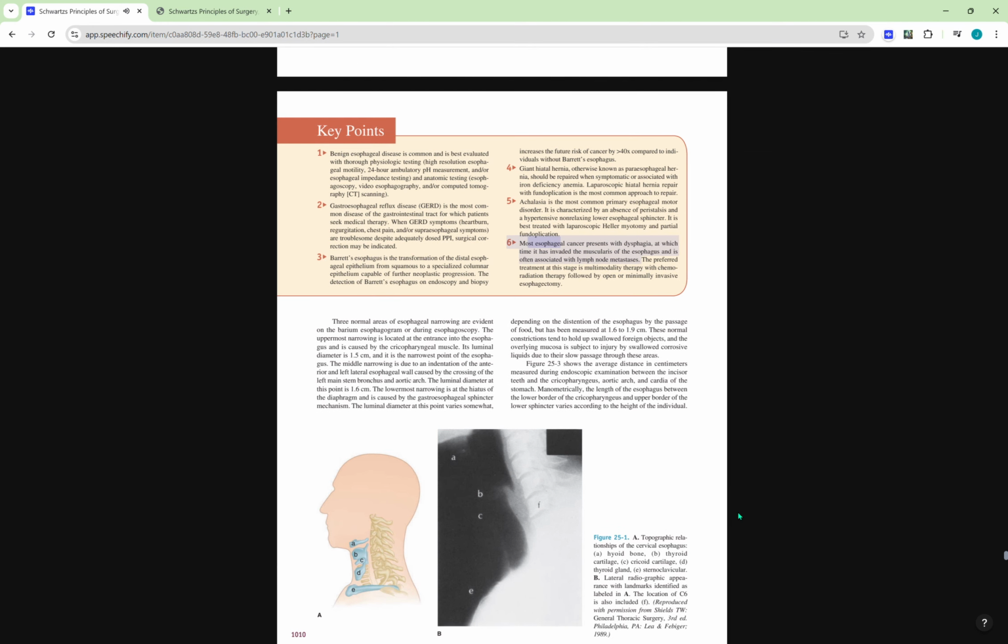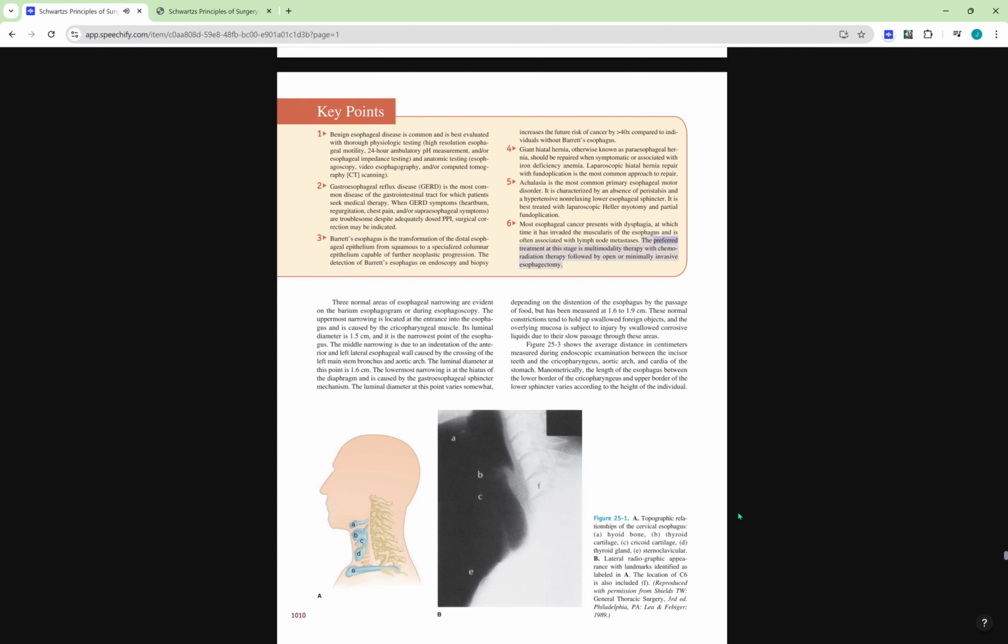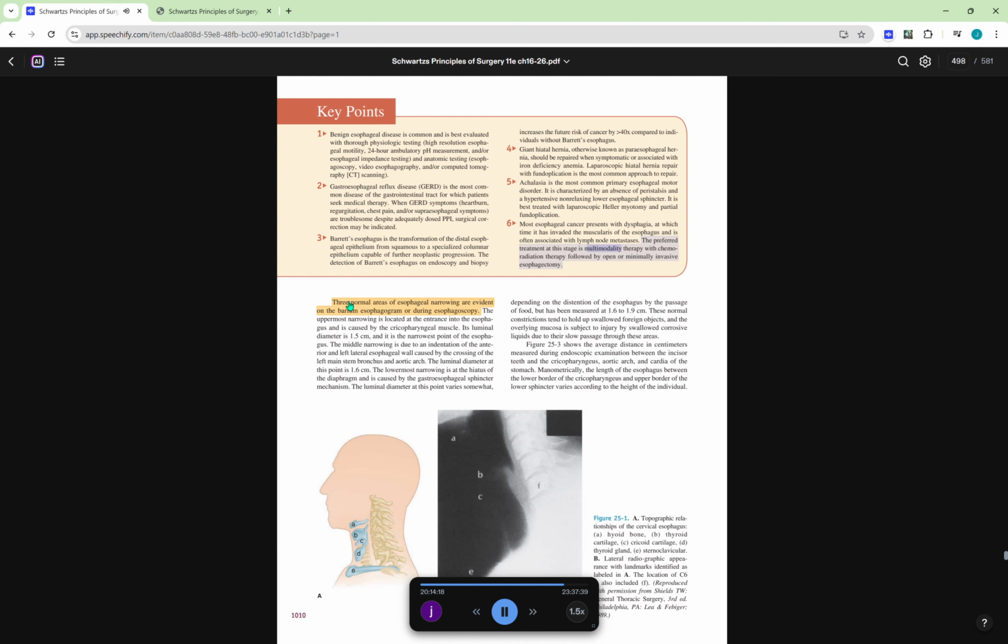Five: most esophageal cancer presents with dysphagia, at which time it has invaded the muscularis of the esophagus and is often associated with lymph node metastases. The preferred treatment at this stage is multimodality therapy.